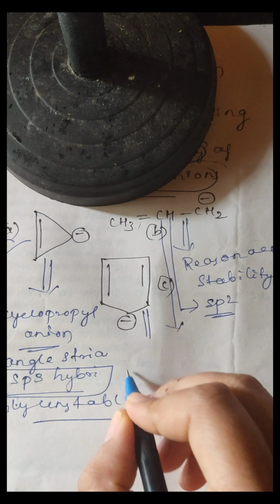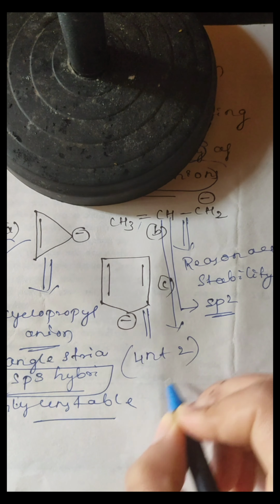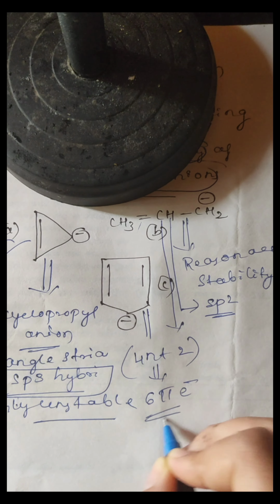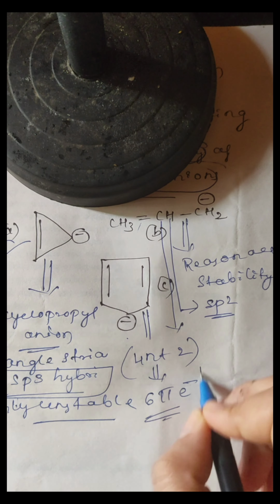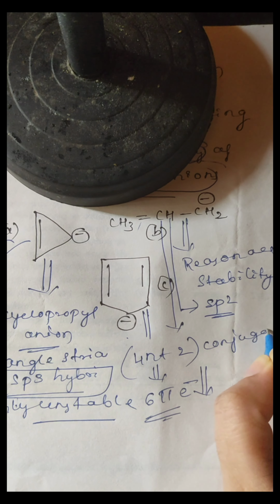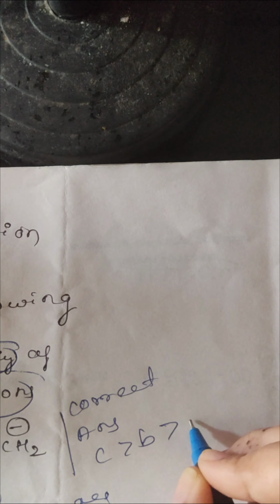Now we see the third option. It has 6 pi electrons and is highly conjugated. If we apply Huckel's rule, it contains 6 pi electrons. This is highly aromatic. It also has sp2 hybridization. This is a highly stable compound. The correct stability order of the carbanions is option C, then option B, and then option A.